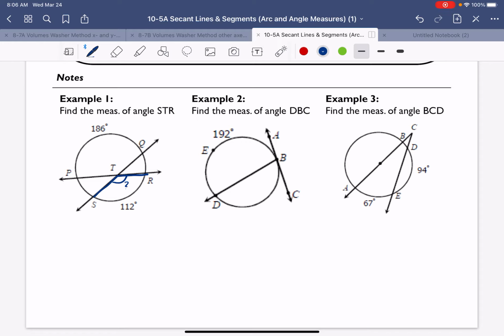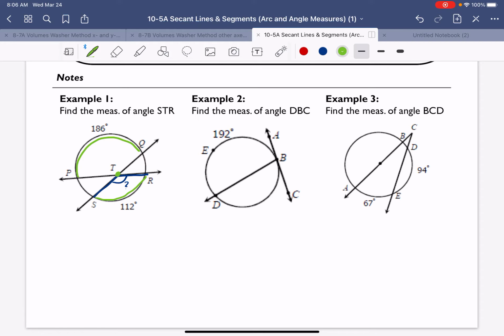The first thing I'm going to ask myself is, where is this intersection even located? It's located inside of the circle. So let me pay attention to the arcs that are connected to that. I have this arc PQ that's connected to it, and I also have arc SR.